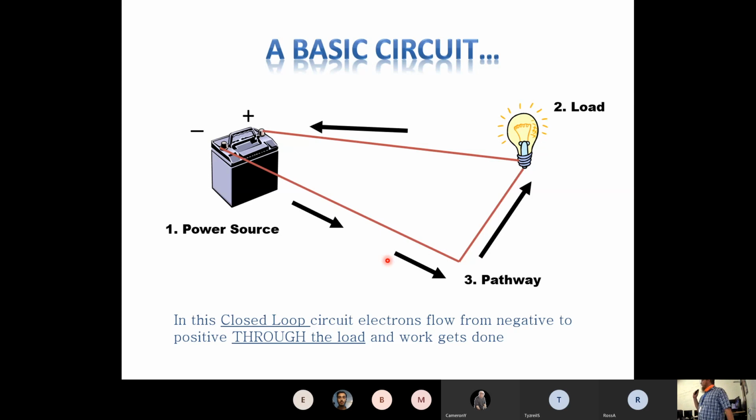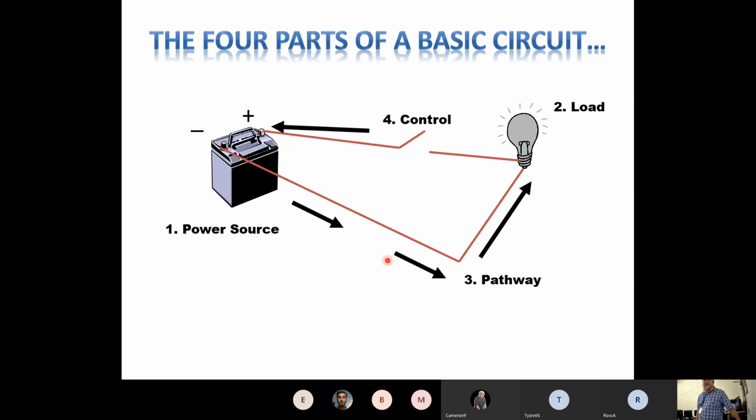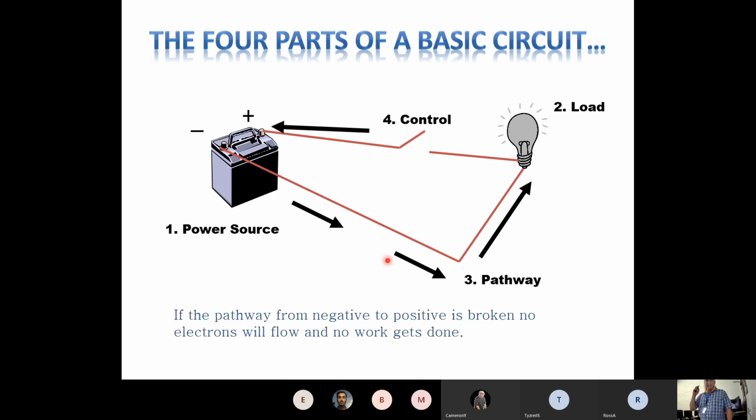So I'm going to move forward. Okay, 4 parts of a circuit. That's why they numbered it, because on the next one they used it again. 4 parts of a circuit are power source, load, pathway, and control. Those are your 4 parts.